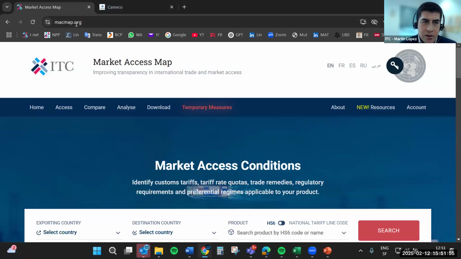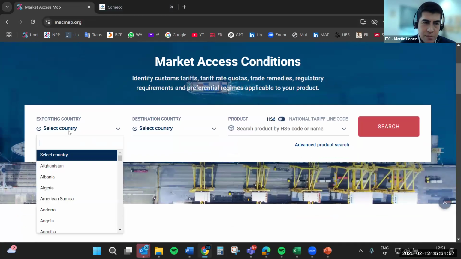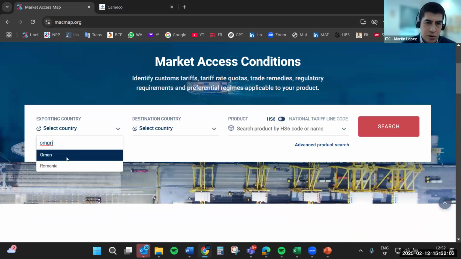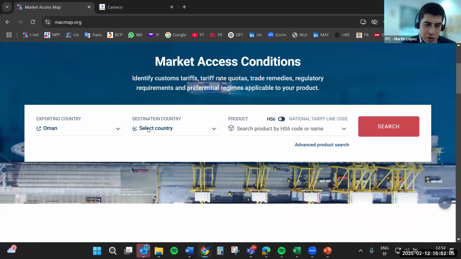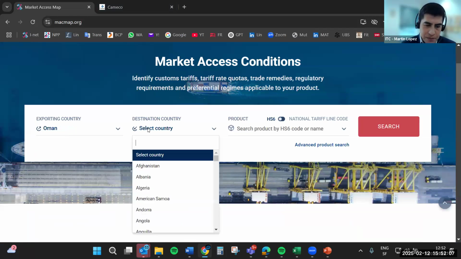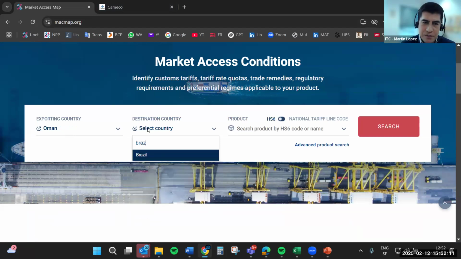Okay, so how does this work? I'm on the home page and I'm going to select my exporting country. The exporting country is, of course, Oman. For the destination country, let's target somewhere different in America. Let's say Brazil. And I know that Brazil buys a lot of urea fertilizer.